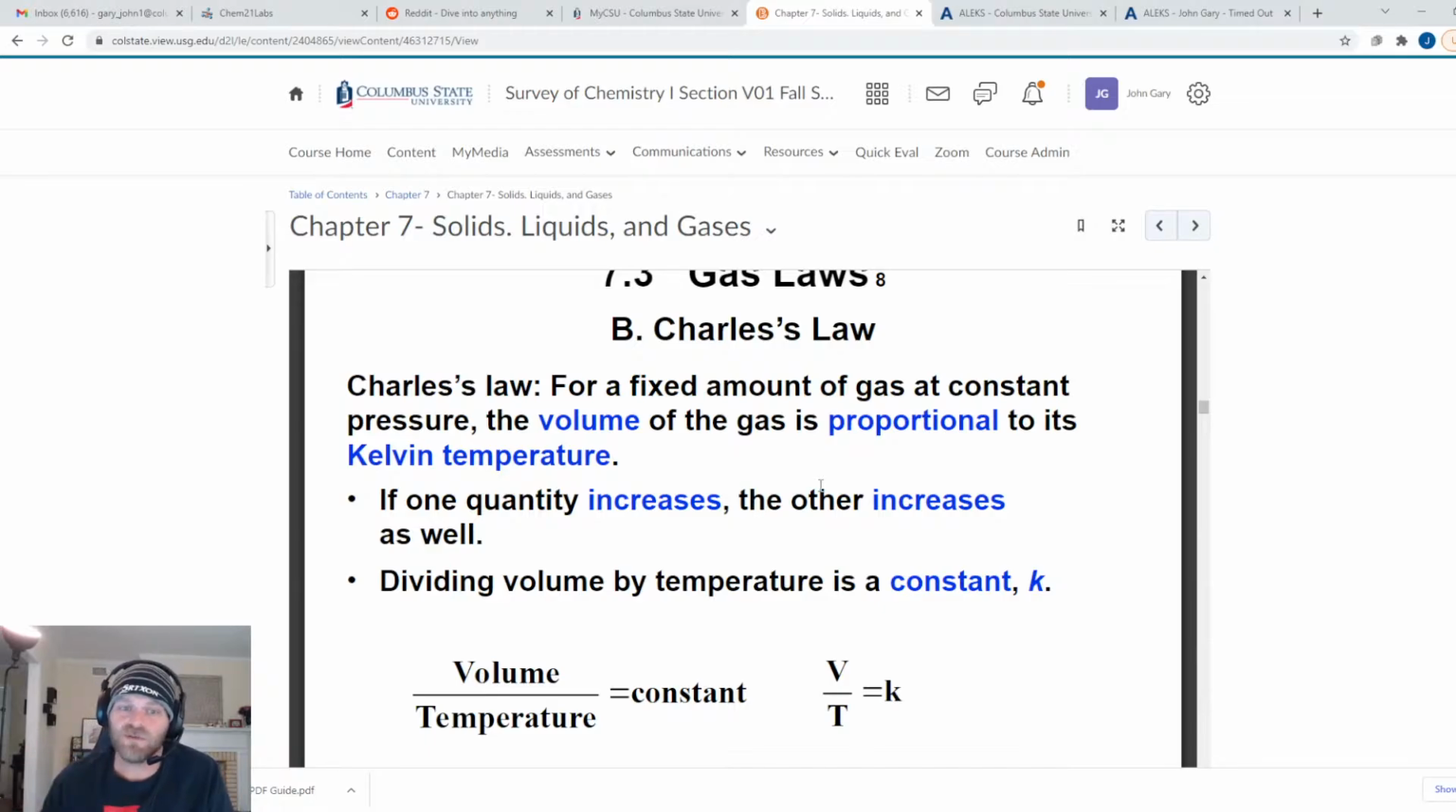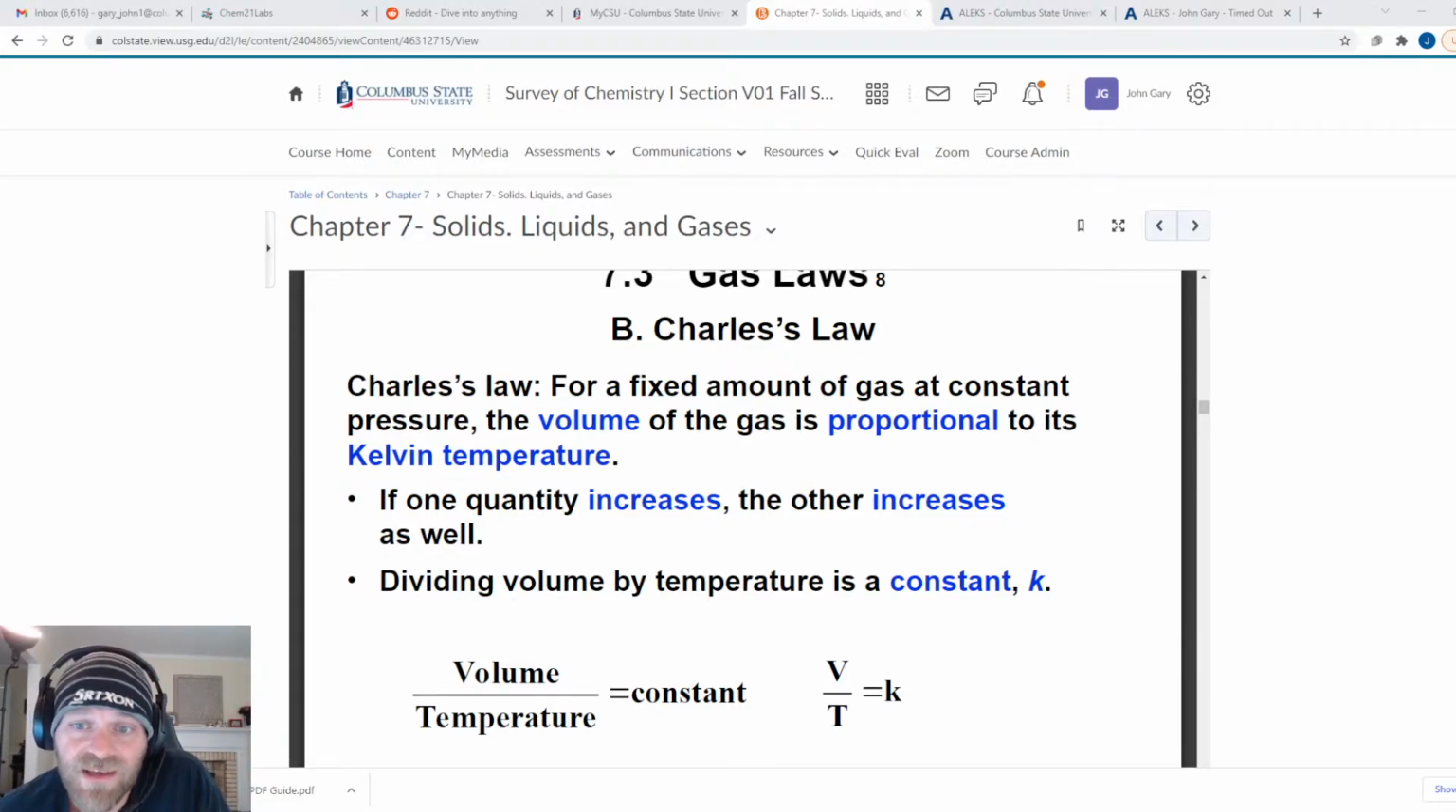Now we're going to look at Charles' law. Charles' law has to do with temperature. The volume of the gas is proportional to its temperature. So remember what that means. If something's proportional, it goes up together. Inversely proportional means when one goes up, one goes down. So you're going to see these words: proportional, inversely proportional. You need to be aware of what they mean.